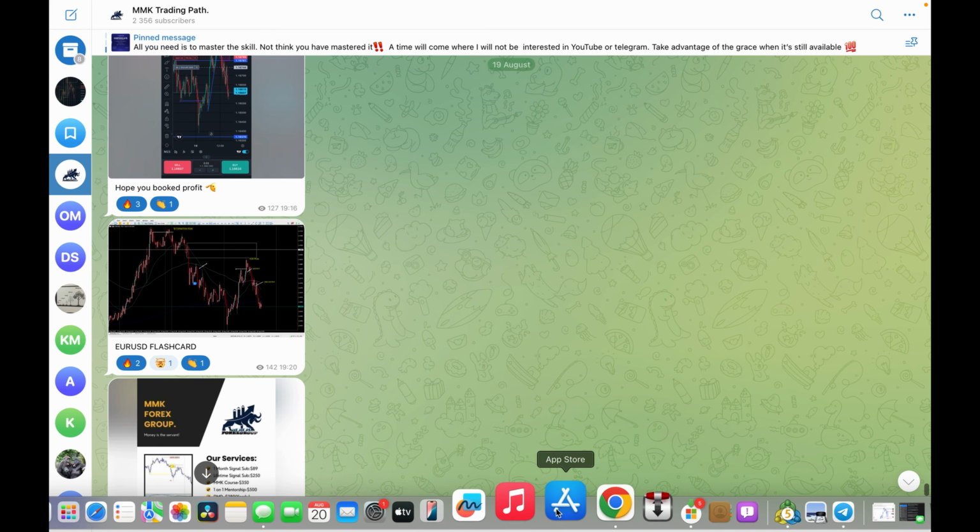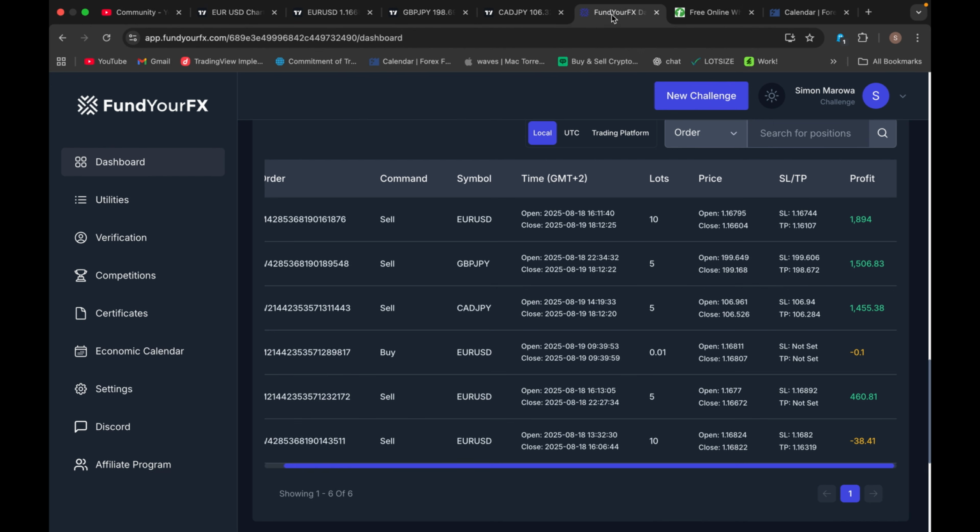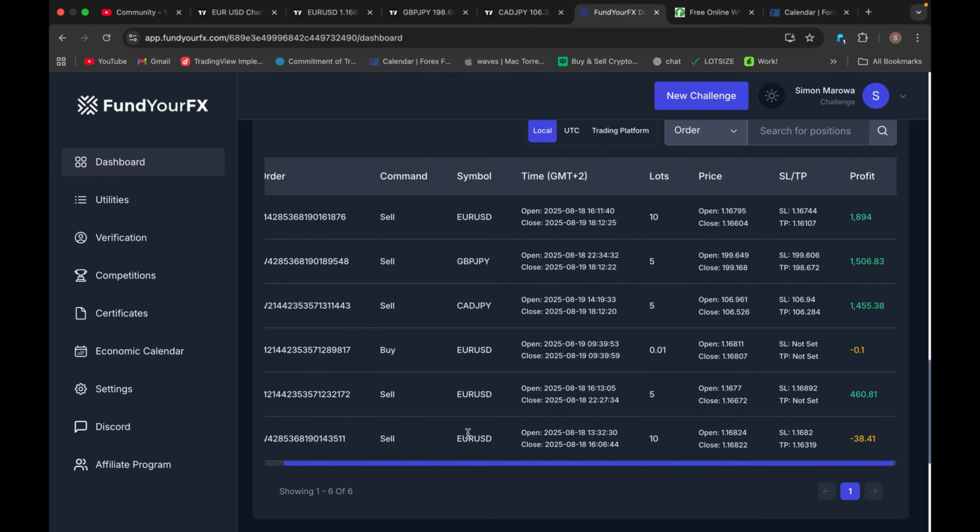All right, so yes, these trades were taken on my Funded FX account, as you can see. Euro USD 10 lots, closed that at 1,890. GBP JPY with 5 lots, 1,500. CAD JPY 5 lots, 1,400. And we also have this Euro USD trade, which we closed at 460, and one loss, which we took on Euro USD, as you can see.